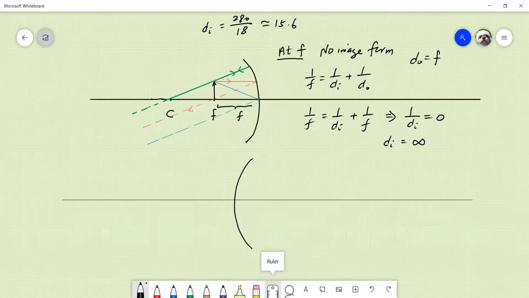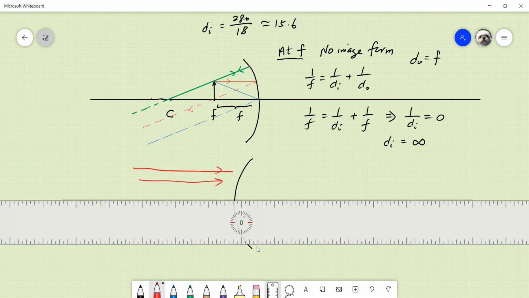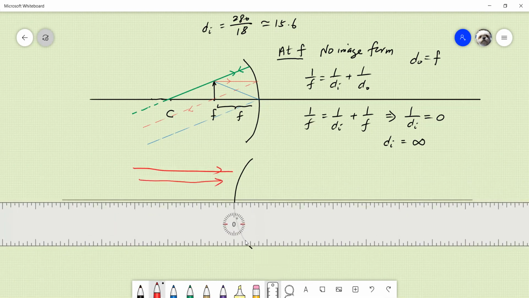What's special about a convex mirror is if you have light coming in parallel. Remember that I'm going to use the ruler to get a better measurement of my focal point, right? So 1, 2, 3, 4, 5. Now here's my focal point. Here's my C. Now I'm going to draw a line right here too.